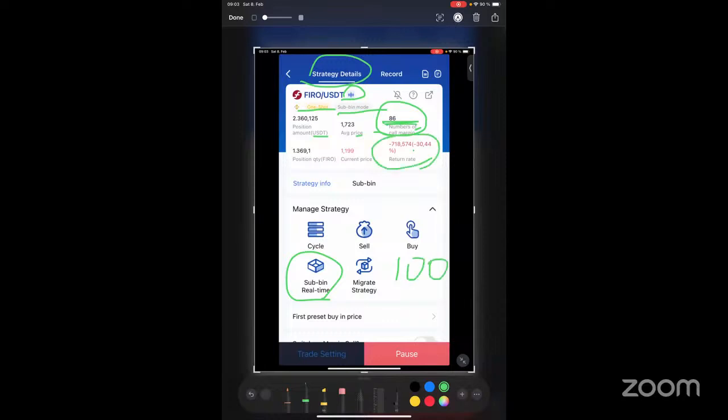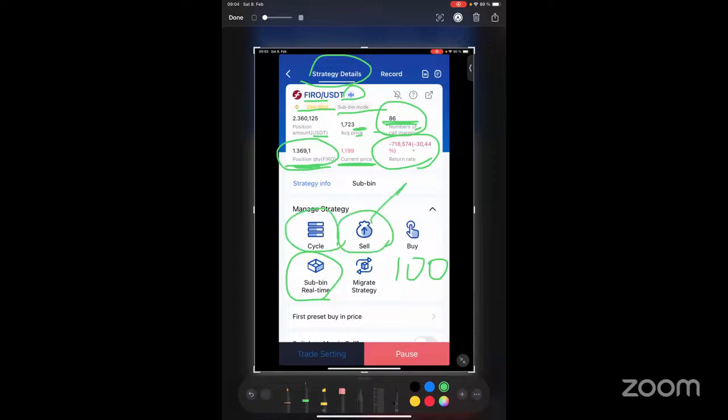I have this return rate on this FIRO coin. This is the current price. The last price my robot bought was at 1.723. I think that's for the fourth margin call. Then the position quantity, that's the quantity of FIRO I have, 1,369.